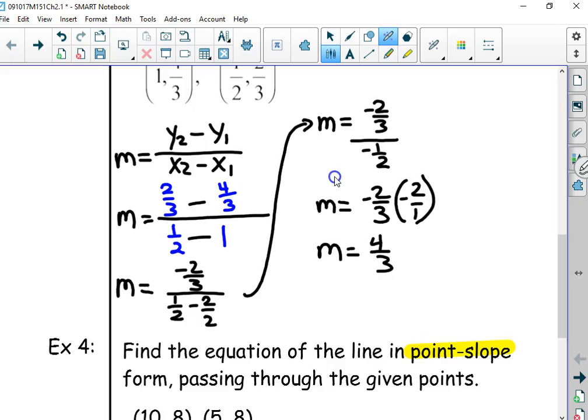That is our division step, which is what I show on the second to the last step, and ultimately I get an m of 4/3.